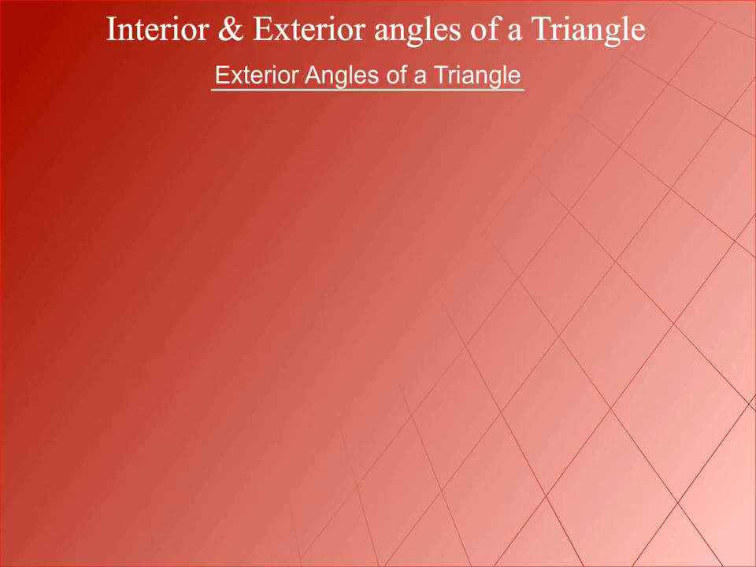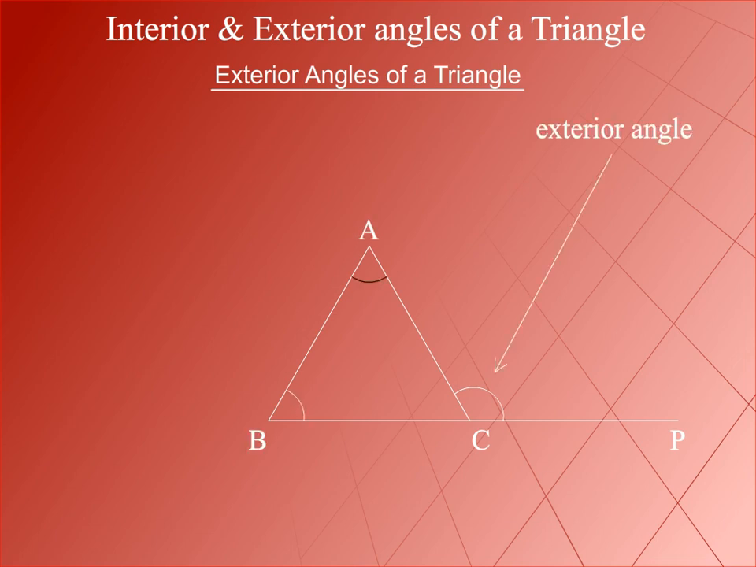Exterior angles of a triangle. Consider a triangle ABC. The side BC is produced to P. The angle ACP formed lies outside the triangle ABC. This angle is therefore called an exterior angle ACP of triangle ABC. There can be three exterior angles of a triangle.